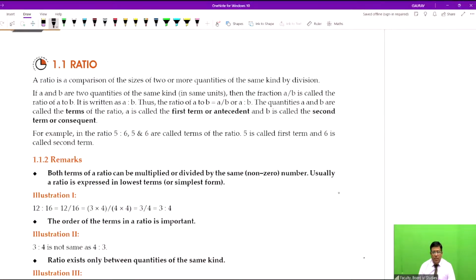Now coming to this topic, ratio and proportion, logarithms, and indices, there may be chances of 4 marks coming in the examination. For ratio, at least a minimum of one question should be coming. This I would like to highlight, the importance of this topic.